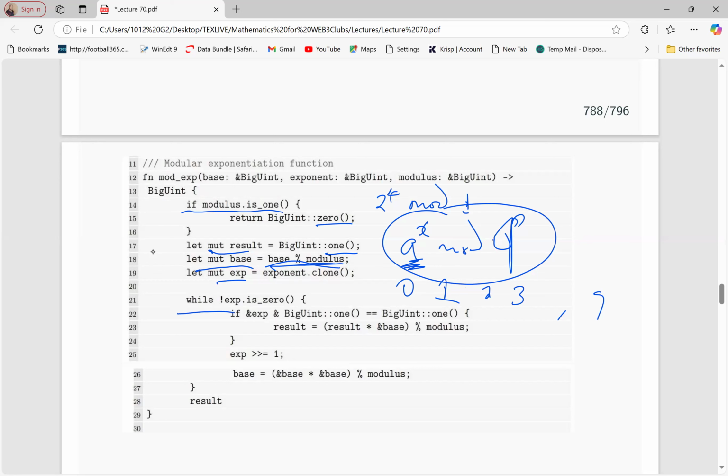About the exponent, this is why we proceed. While the exponent is not 0, you enter this loop. You remain inside the loop until the exponent is 0, and then you exit the loop. When you exit the loop, what you obtain is the result. You come out of that loop with the result.